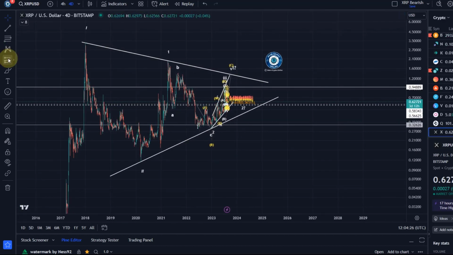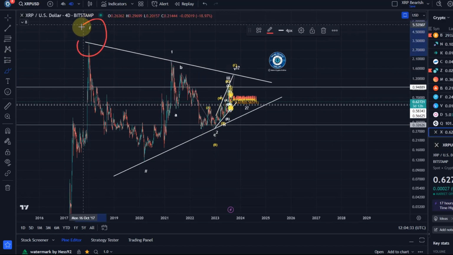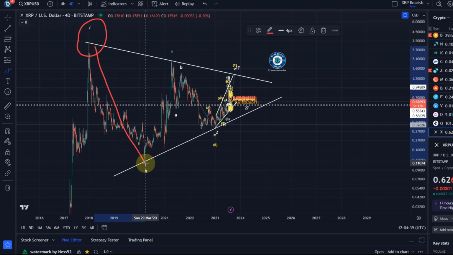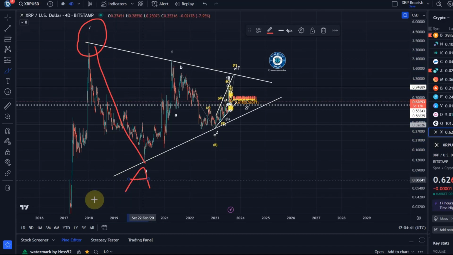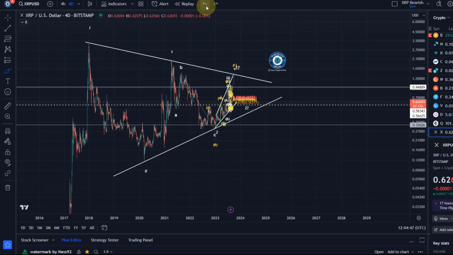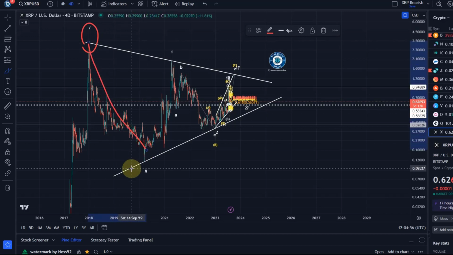Just to show you a few counts on looking at the bigger picture. For example, it could be that this was a wave one. In a bullish interpretation, this rally was a wave one. This move down could have been an A wave. Why not start with the most bullish interpretation? Shall we move from bullish to bearish? Bullish interpretation: wave one to the upside in 2017, 2018. Then a wave two to the downside.